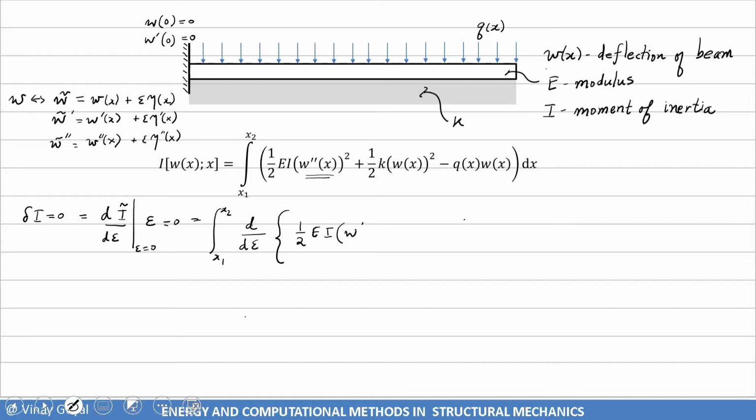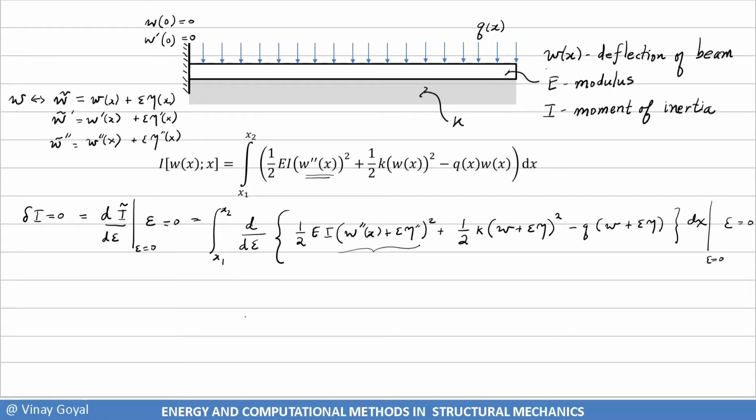So I have W double prime of x plus epsilon eta double prime, squared, plus 1/2 K. And then for W, I have W plus epsilon eta, squared, minus Q times W plus epsilon eta. And then I have this bracket like that, dx, and then this at epsilon equals 0 times epsilon equals 0, right? So that is what I plan to do. Now I have to take the derivative of this with respect to epsilon, and you can see here that I have to use the chain rule. And I can do that very simply.